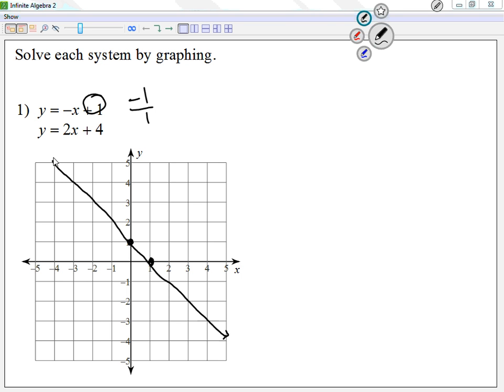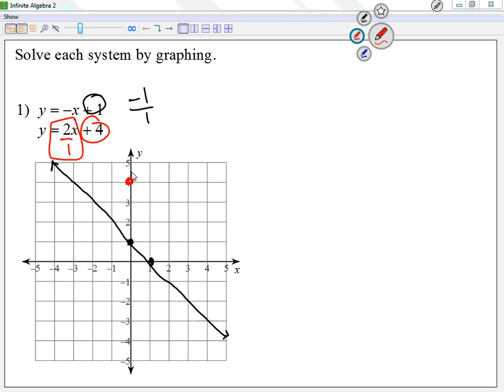Probably your algebra teacher also mentioned what that line represents: it's all the solutions for the first equation. Any point on that line makes the first statement true. Now, let me take a look at the second equation. I start at positive 4. So I'm there, positive 4. My slope is 2 over 1, which means go up 2 and 1 to the right.